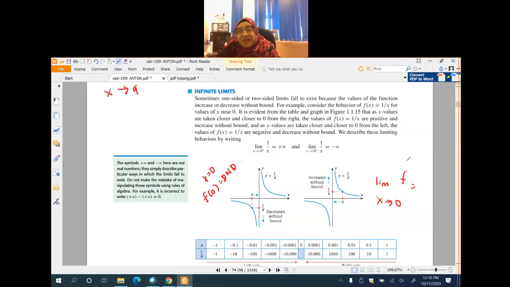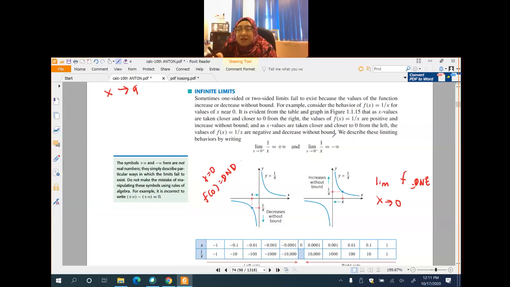It does not exist, not just because one is plus infinity and the other is negative infinity. If both are positive infinity, it still does not exist, because the first plus infinity and the second plus infinity are not necessarily the same value. You understand what I mean? In this case, it is clear that it does not exist, because one is plus and the other is negative infinity. So it is obvious because they are not the same.